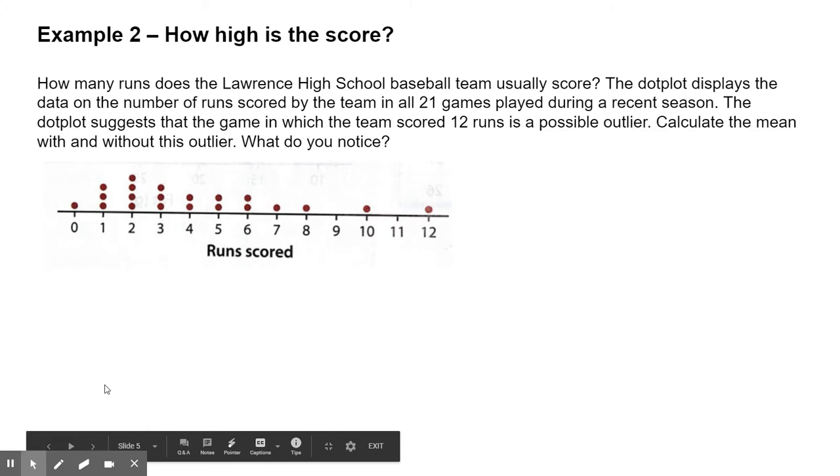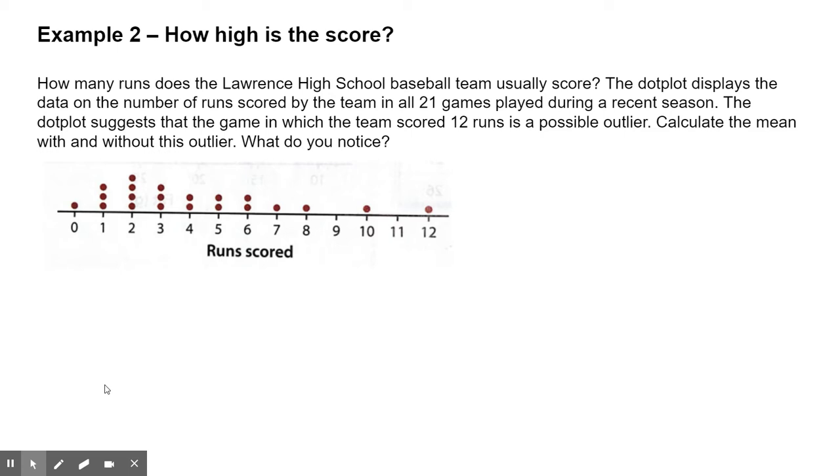All right, so it says, how high is the score? How many runs does the Lawrence High School baseball team usually score? The dot plot displays the data on the number of runs scored by the team in all 21 games played during a recent season. The dot plot suggests that the game in which the team scored 12 runs is a possible outlier. Calculate the mean with and without this outlier. What do you notice? Okay, so again, it has the dot plot. So I'm going to go ahead and use this dot plot to type in my data into the stats applet.